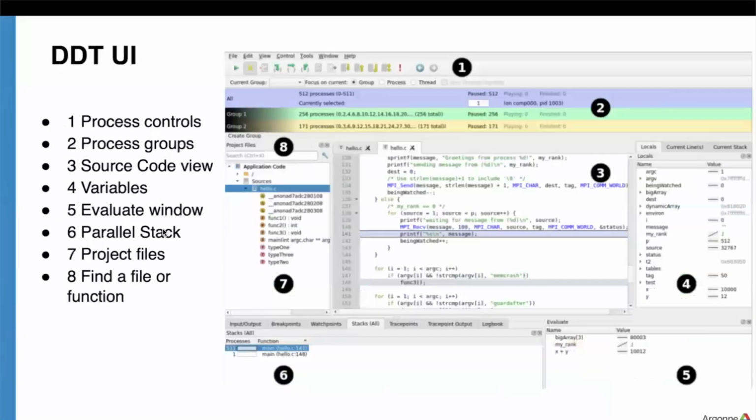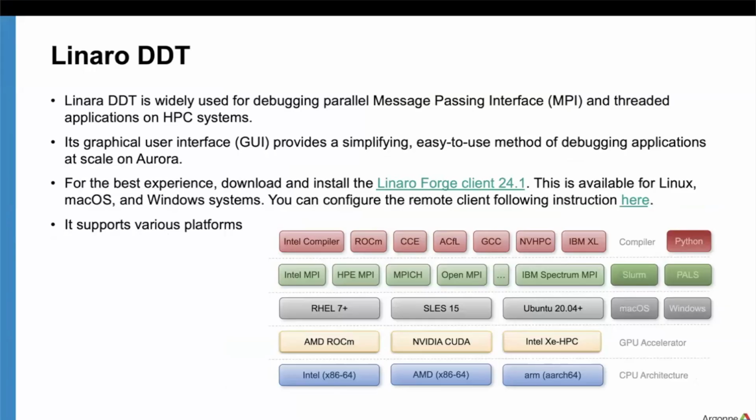Okay, so one of the strong points of DDT is that it is available across multiple architectures. As you can see, it supports various compilers: Intel, Wacom, CCE, GCC, MBHPC, XL. It also works with various MPI settings: Intel MPI, MPICH, OpenMPI, and it works with Slurm, PBS, and various OSes: Red Hat, SUSE, and Ubuntu. It also supports different GPUs: AMD GPU, NVIDIA GPU, and Intel GPU, and works with different CPU architectures, x86 or ARM.